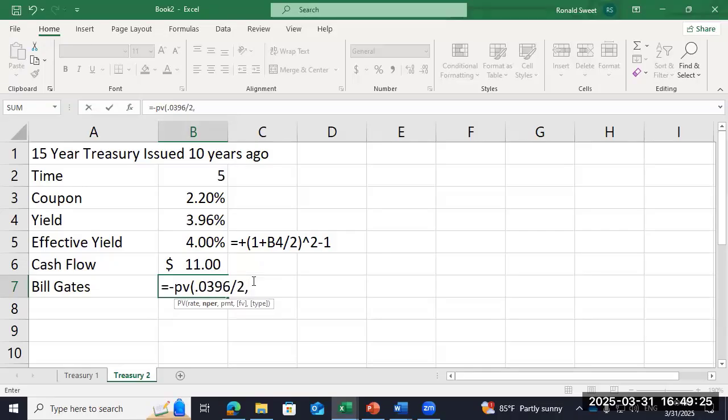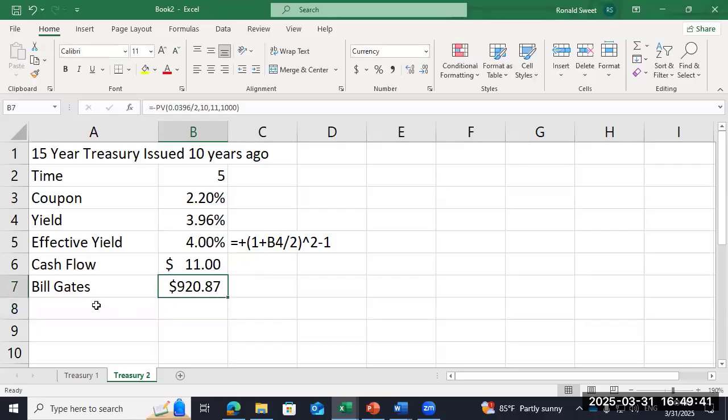Number of periods is what here? 10, because it's a 5-year bond, so every 6 months. Our payment's $11, and our future value is always going to be $1,000. We're expecting a discount bond, so it should be $900 and something. So sure, if you're up 920, let's see if Bill Gates got it right.